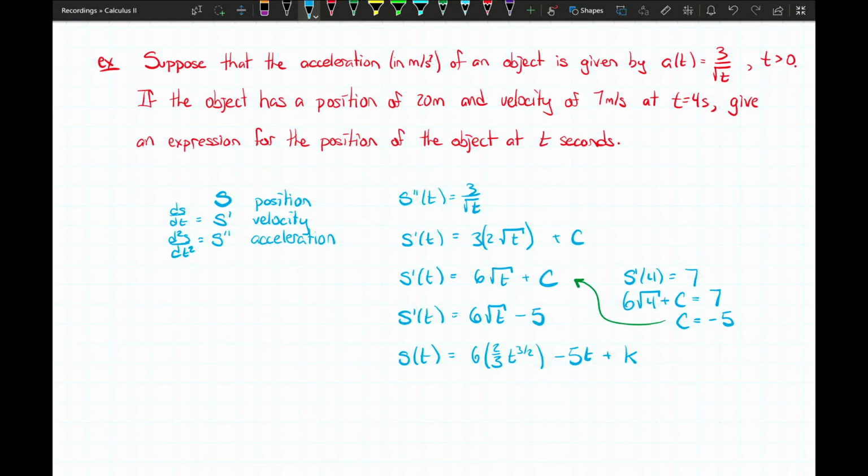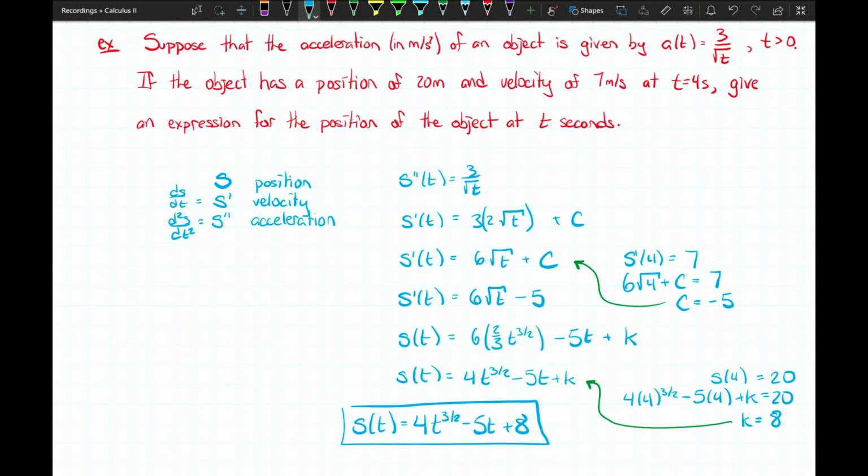Now we can simplify this, plug in the value t equals 4 and set it equal to 20 to solve for k. That gives us k equals 8, and we can plug that in to get the expression for position. The position at time t is simply 4t to the 3/2 minus 5t plus 8. You can double check by taking the derivative of this twice that you should end up with 3 over root t. And you should also see that we've chosen the values of c and k so that we end up with a position of 20 meters and a velocity of 7 meters per second at 4 seconds. So really, if you want to look for an antiderivative in general, it'll have a plus c. But in the context of some applications, we can give the particular antiderivative that's applied to our problem.